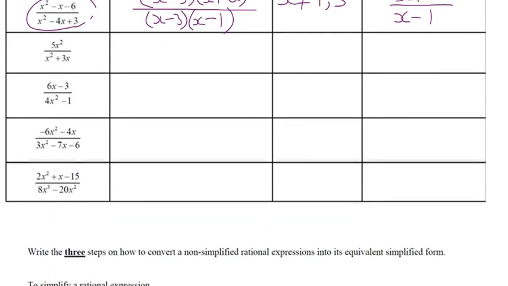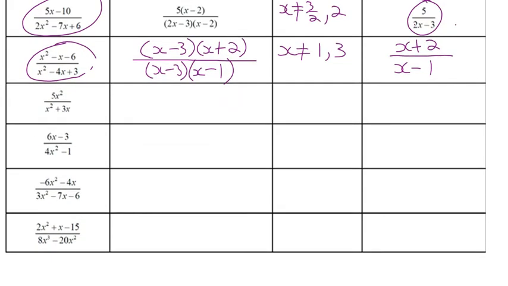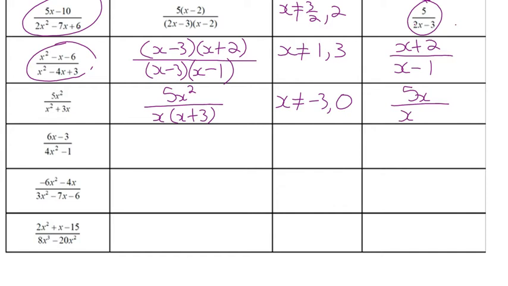Okay, keep going. Factor the top. There's nothing to factor, right? 5x squared is just 5x squared. On the bottom, it's just x times x plus 3. What are the non-permissible values? Negative 3 and 0. Okay, and what is the simplified form? x squared over x. Nope. 5x. This x will cancel into this x squared. So 5x over x plus 3.